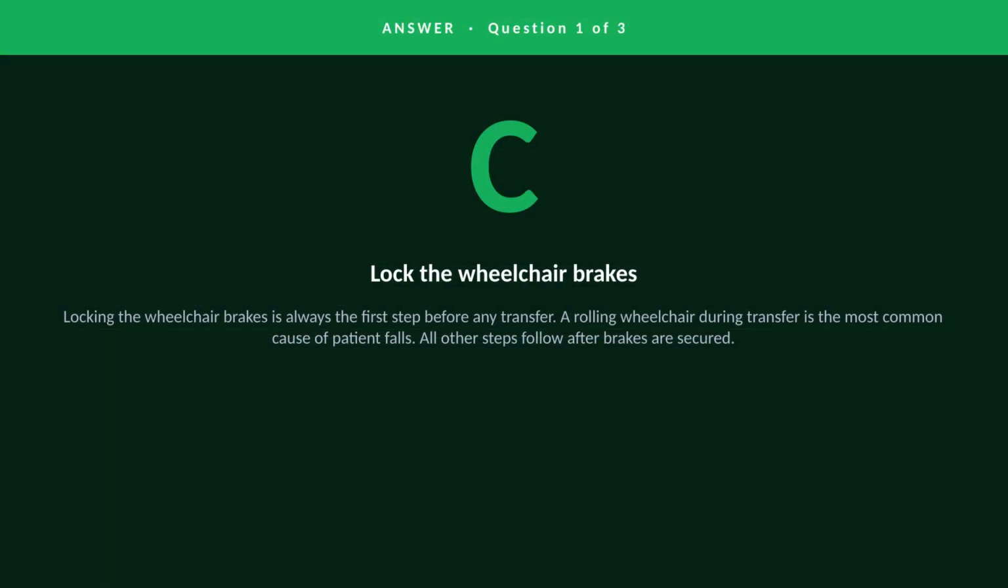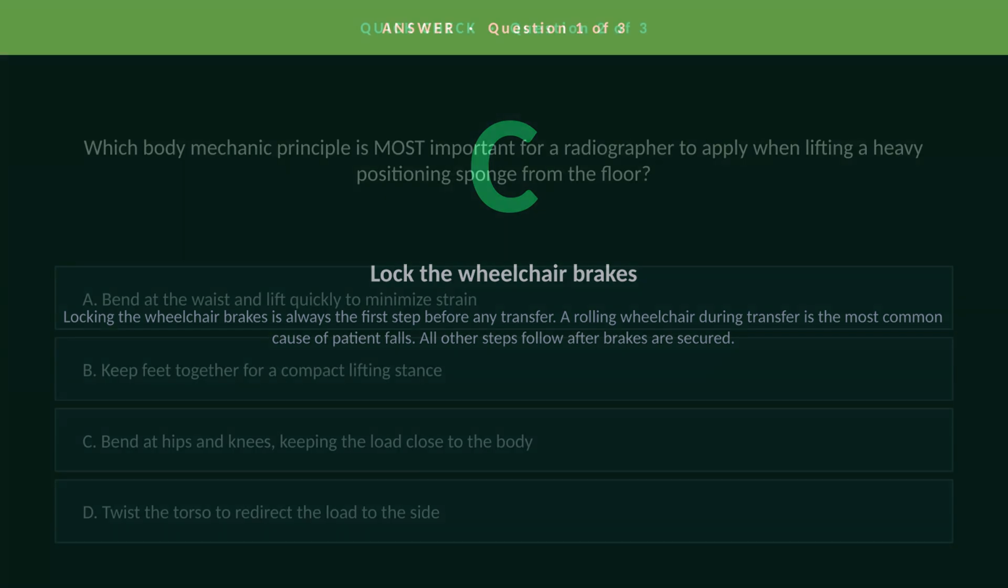The answer is A. Lock the wheelchair brakes. This is always the very first step before any transfer. A rolling wheelchair during transfer is the most common cause of transfer-related patient falls in imaging departments. Lock the brakes, confirm they are secure, then proceed.